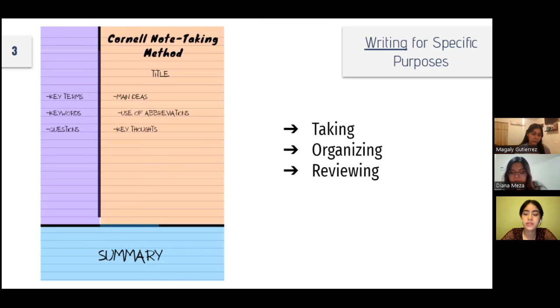After they have seen how the Cornell note method works, they are going to take their ESP reading and they are going to work through it with the Cornell note-taking method. They are going to take the notes that they are going to later use in the descriptive essay outline.